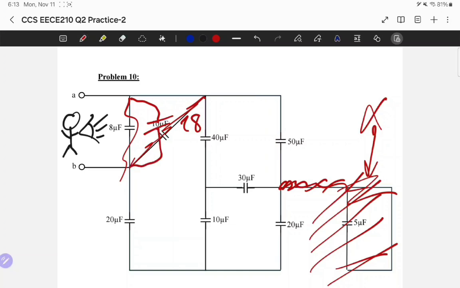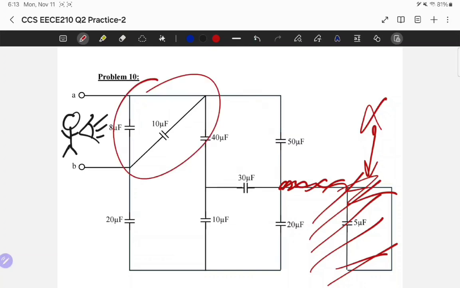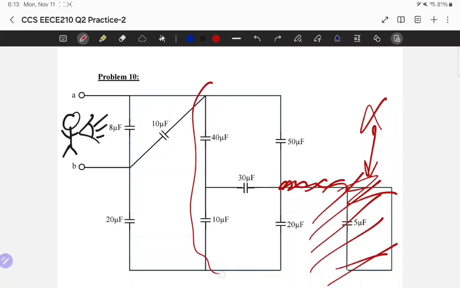I'm gonna go back to it later, so keep it in the back of your mind that this portion right here is 18. Okay, now what can I say about this in here? This looks like a familiar structure, doesn't it? From quiz 1 material, if you remember well, this is a delta.